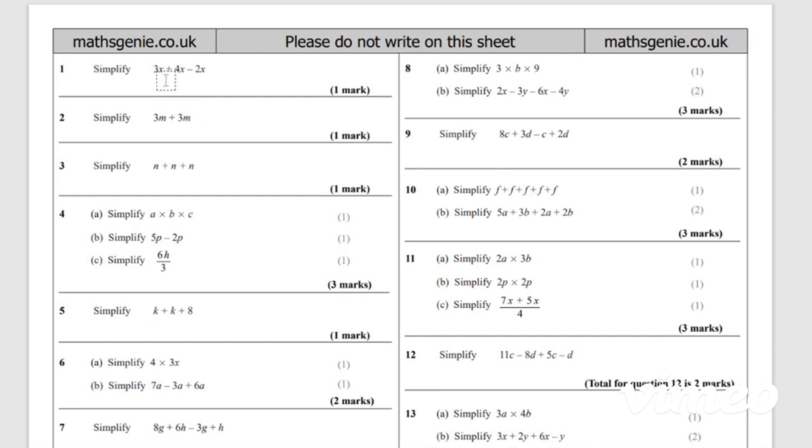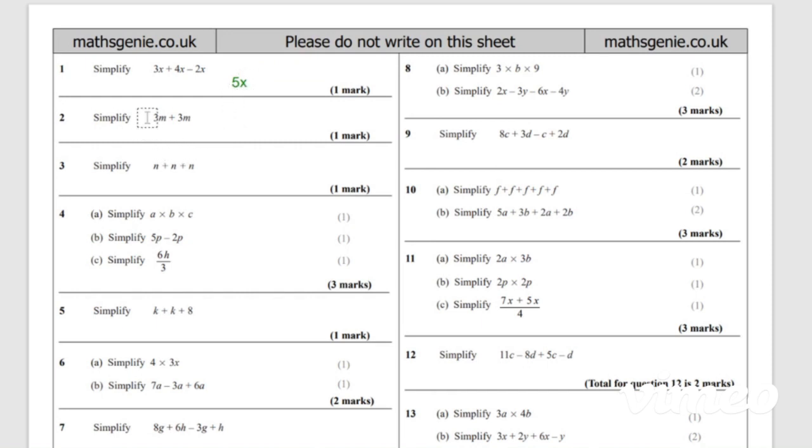Question one, we've got 3x plus 4x minus 2x. So what I need to do on this is simply just follow the way the expression goes. And we have got 3 plus 4, which is 7. Take away 2 is 5. So I'm going to put 5x. Okay, my coefficient is 5 and my variable is x. So my answer is 5x.